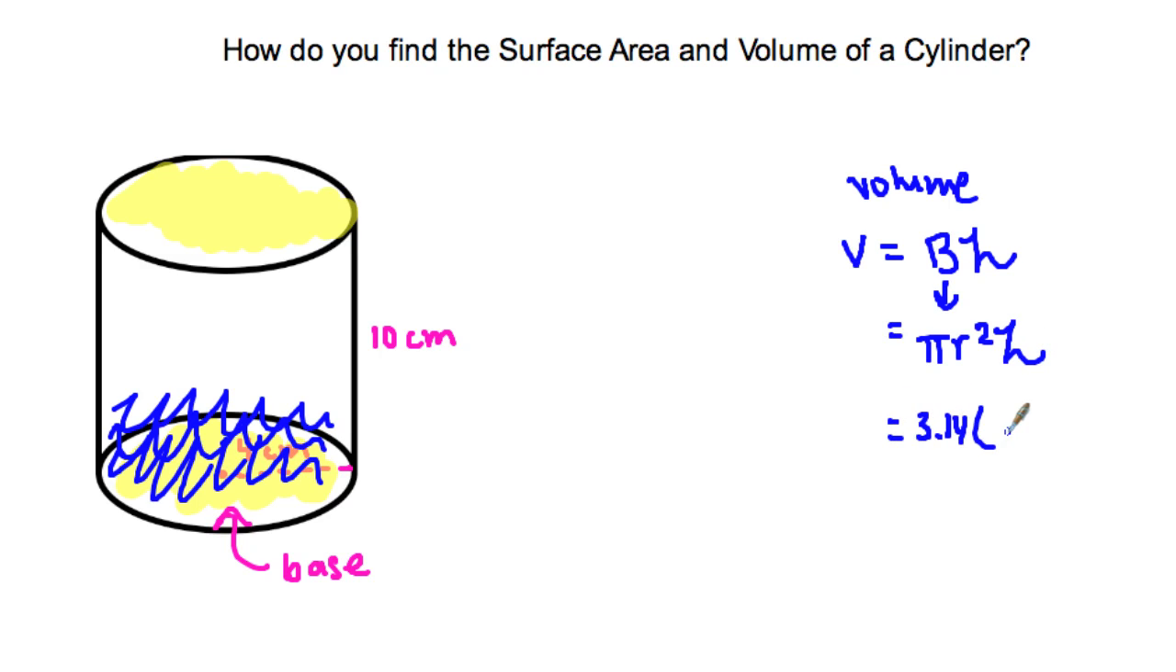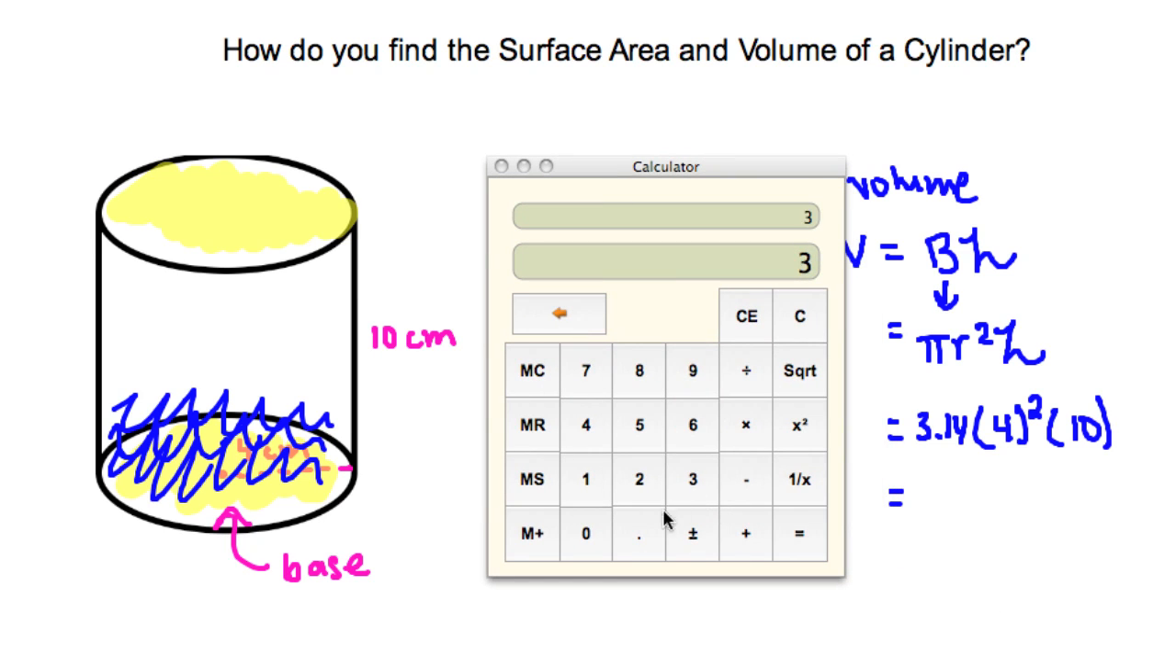And now we'll put in some values. 3.14 times, I think that was 4 squared times the height, which is 10. And so now I'll just break out my calculator, and I'll go 3.14 times 4 times 4, because it's squared, times 10 equals 502.4 centimeters cubed, because remember volume is three-dimensional.